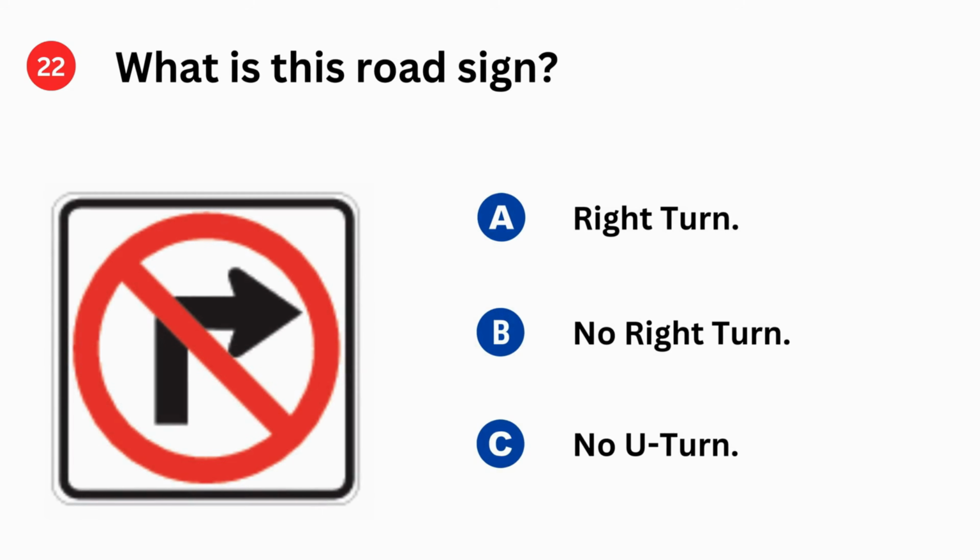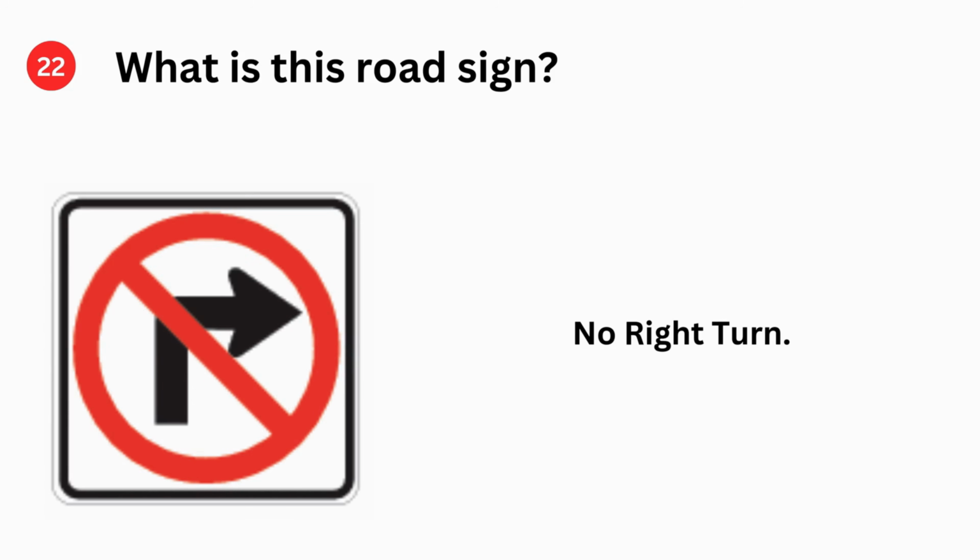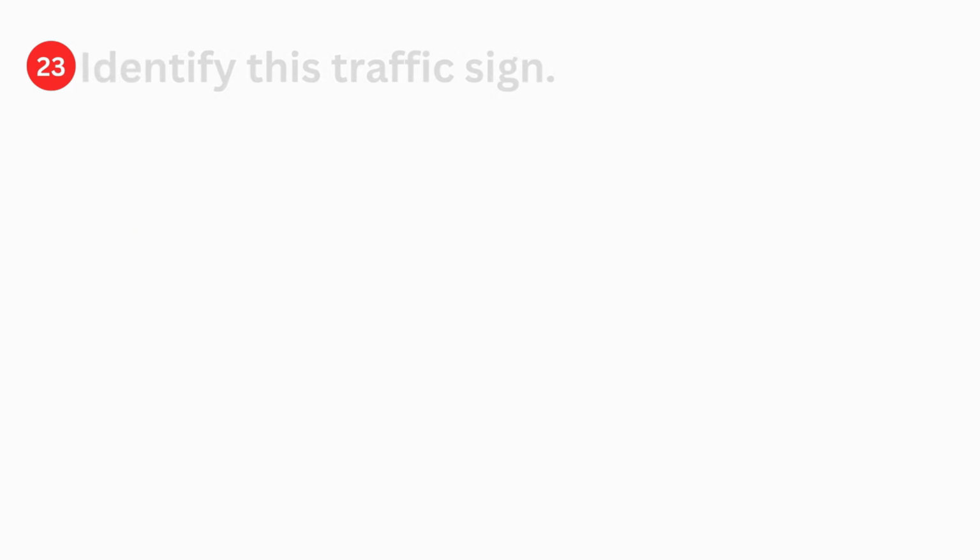What is this road sign? A, right turn. B, no right turn. C, no U-turn. Awesome. It is the no right turn sign.